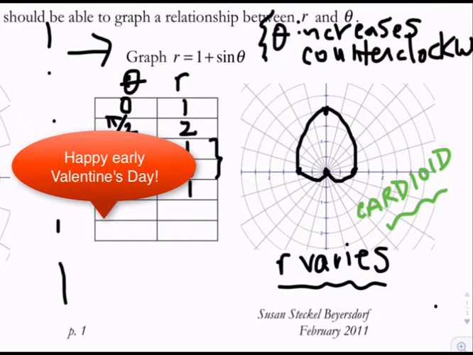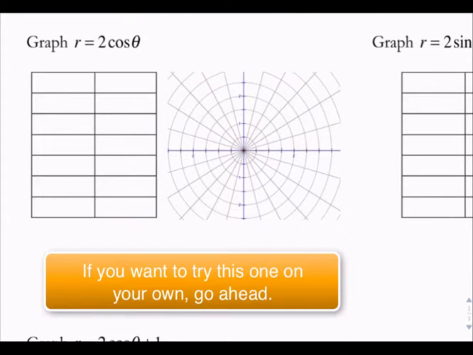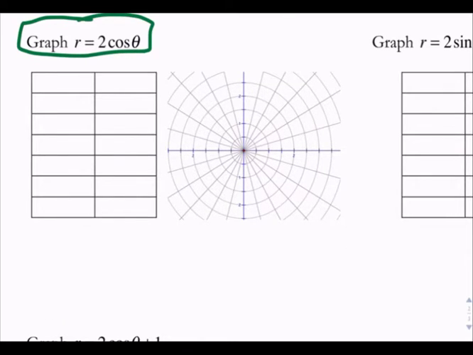We'll do another one. Okay, we're going to do 3 more graphs. So with this one, and you can pause and try this yourself if you like, r is equal to 2 cosine theta. Again, I would encourage you to start with some pretty basic values.